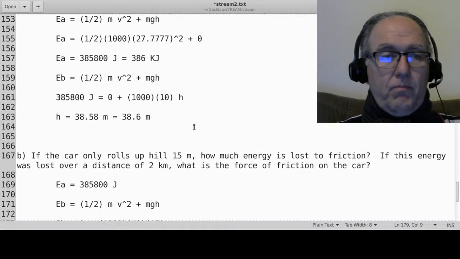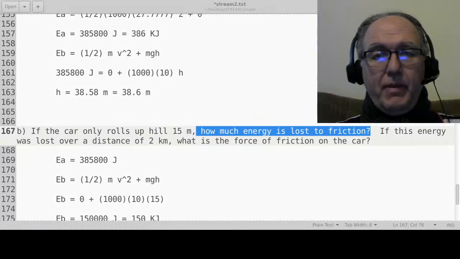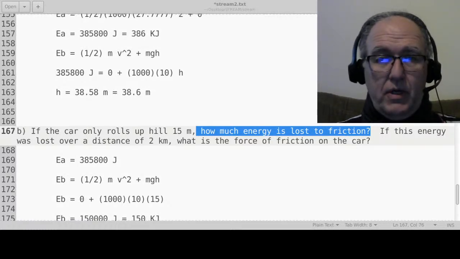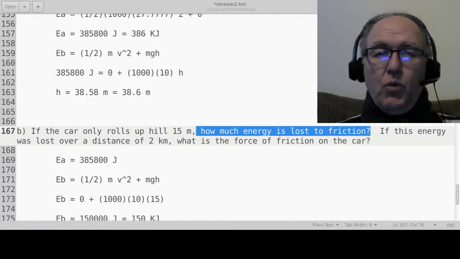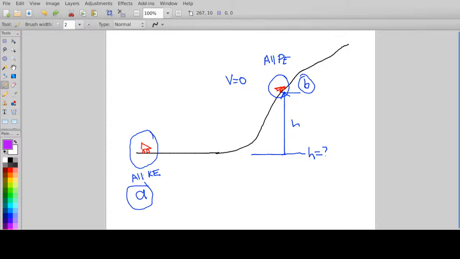Now reread the question again. How much energy is lost due to friction? That's that part. But the other part is, if this energy was lost over a distance of 2 kilometers, what is the force of friction? Being lost over a distance of 2 kilometers, where would you see that in the picture? This picture is not to scale, but if I travel along the road and there's friction, that's why I'm doing a jagged line here. The total distance of that purple line is 2 kilometers.